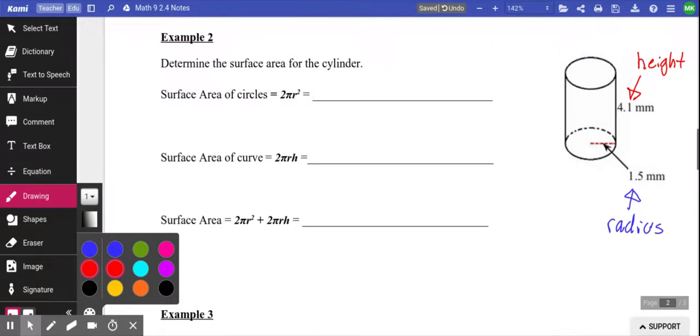They could also give you diameter to check you out, right? Yeah, and that's how you could get a little creative. You take the diameter and you cut it in half, and maybe it works out better. All right, we'll do one more together. So we have a cylinder.